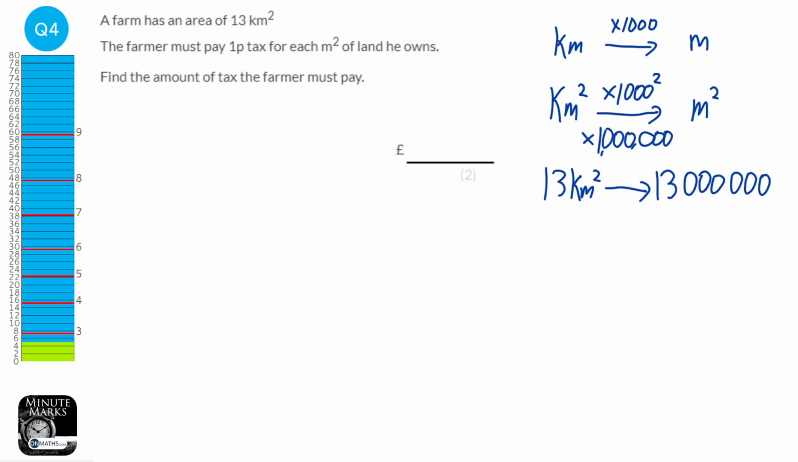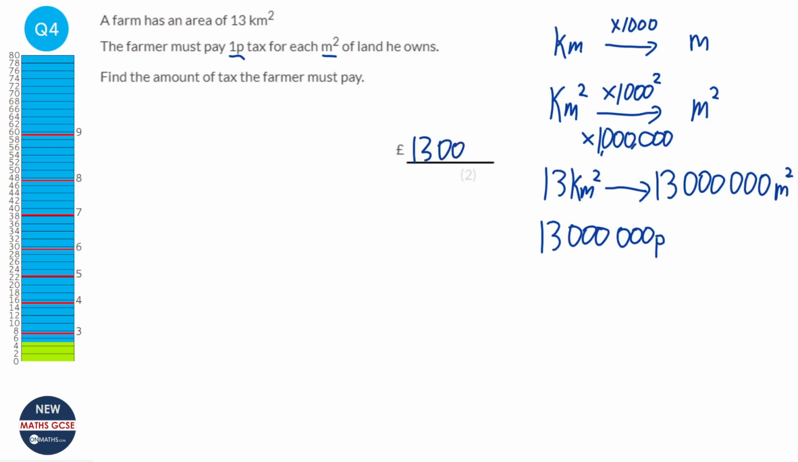Now, it says here the farmer must pay 1 pence tax for every metre squared. So this is going to be 13 million metres squared. And so that's going to cost him or her 13 million pence. But the answer is going to be in pounds, so we just need to get rid of 2 of the zeros at the end. So it's going to be 13, 1, 2, 3, 4. So it's going to be £130,000.